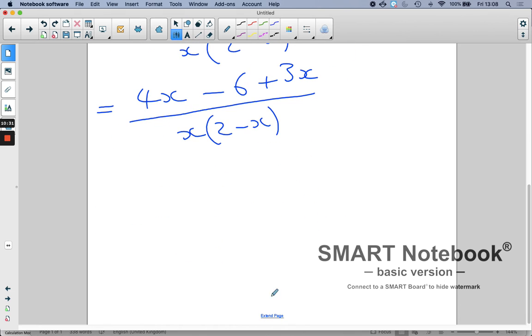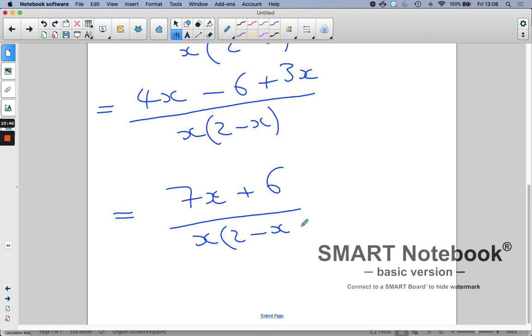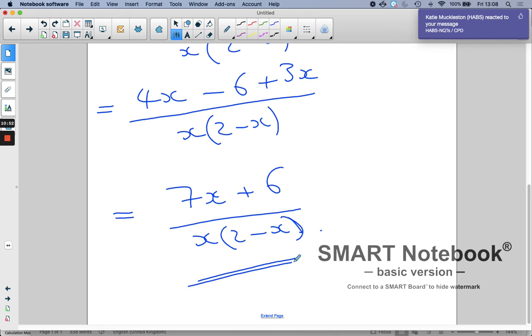Now again, I need to simplify this top row. 4x plus 3x is 7x, minus 6, all over x, lots of 2 minus x. Okay? And that is our answer. Easy as that.